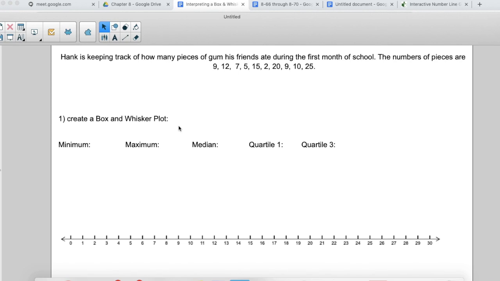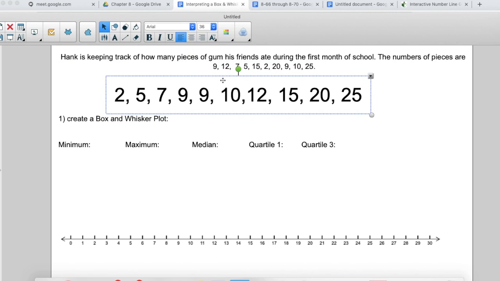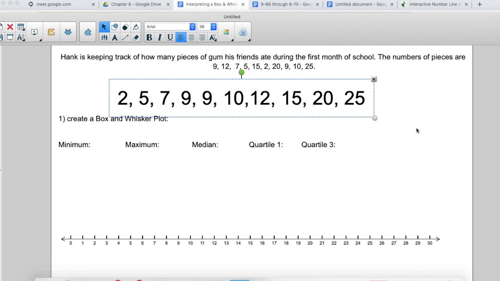So throughout the past week and a half, we have been learning about minimum, maximum, median, quartile 1, and quartile 3. And we know that all those things make up a box and whisker plot, and we have to find them. And the easiest way to find them is to start by listing our data from least to greatest order. So that is exactly what I did here.